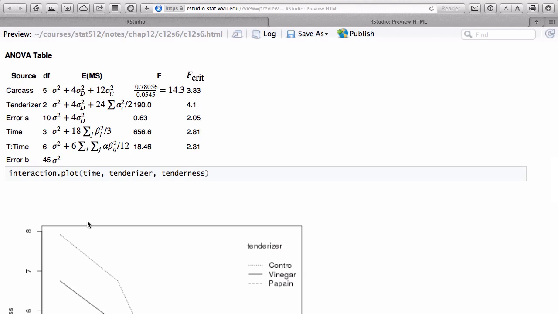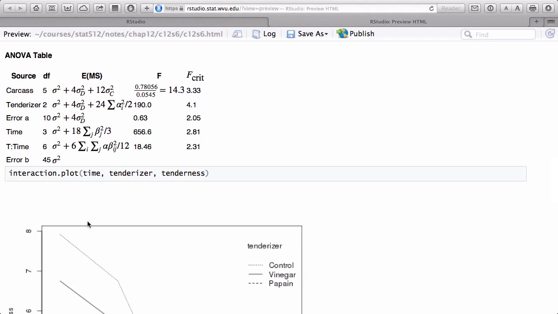So the carcass is a random component. So it's sigma squared sub c. And then tenderizer is a fixed effect, so it's the sum of the alpha sub i squares over 2, actually, which is a minus 1. And then what's in front is 24, which is the b times c, which is 4 times 6, or 24. So you can see that the error A, which is the whole plot error, tests both carcass and tenderizer.